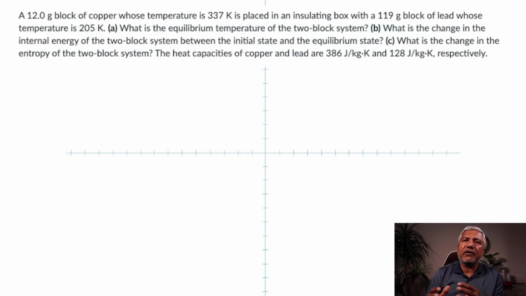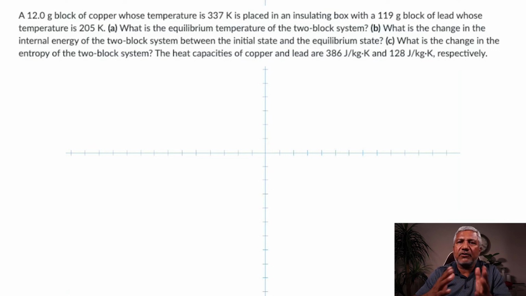So here we are mixing a hot object with a cold object. And what's going to happen is, because it's in an insulating box, they are going to exchange heat with each other. Well, when I say that, you know that the hot object loses heat and the cold object gains heat.